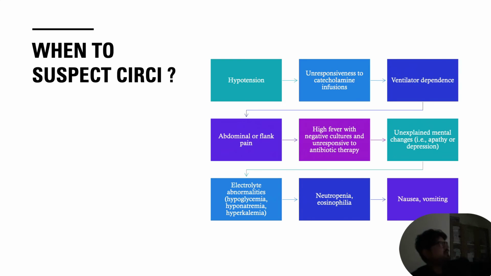When to suspect CIRCI? When you have a patient who has been in the ICU for a long time with this type of picture: hypotension unresponsive to catecholamines, ventilator dependence, unexplained mental changes, high grade fever, abdominal pain, electrolyte imbalance, typically hypoglycemia, hyponatremia as we discussed, and mild hyperkalemia sometimes, and hypercalcemia. You may have neutropenia, eosinophilia. In fact, one of the early signs is new onset eosinophilia; that's where you start suspecting that something is wrong. The patient, if otherwise conscious, complains of nausea and vomiting over a period of time. So again, this is something you can assess in your rounds; you have time to think and reflect.